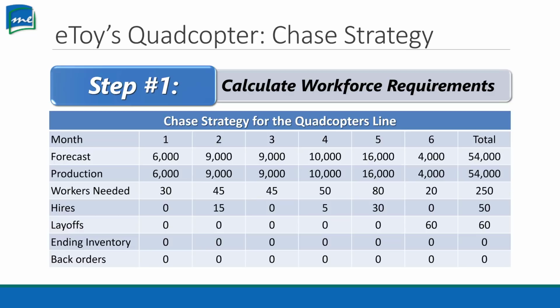Overall, we need 250 workers in total. We're going to hire 50 workers throughout this time period, and we're going to lay off 60 workers. We're not going to have any ending inventory, and we're not going to have any back orders. So this is step one, because we calculated all this out based on the previous slide's information. So this is the chase strategy. We're chasing demand. So that's why our forecast and our production numbers essentially match.